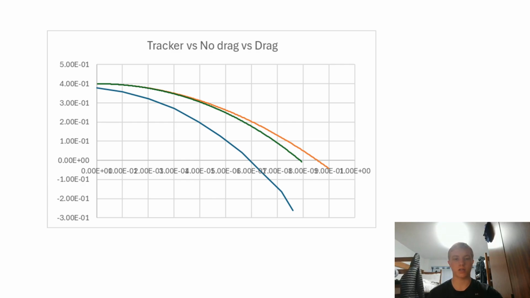This graph on the screen shows the experimental trajectory from Tracker, the predicted trajectory from the gravity-only model, and the predicted trajectory from the gravity plus drag model. The gravity-only model overestimates how far the object travels horizontally. The model that includes air resistance closely matches the experimental trajectory, not perfectly because I did have some errors, especially near the end of motion. This shows that air resistance plays an important role in describing the real motion.